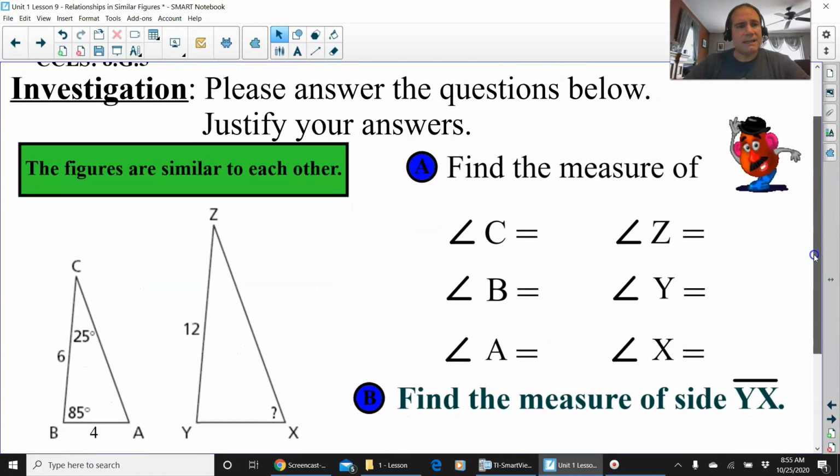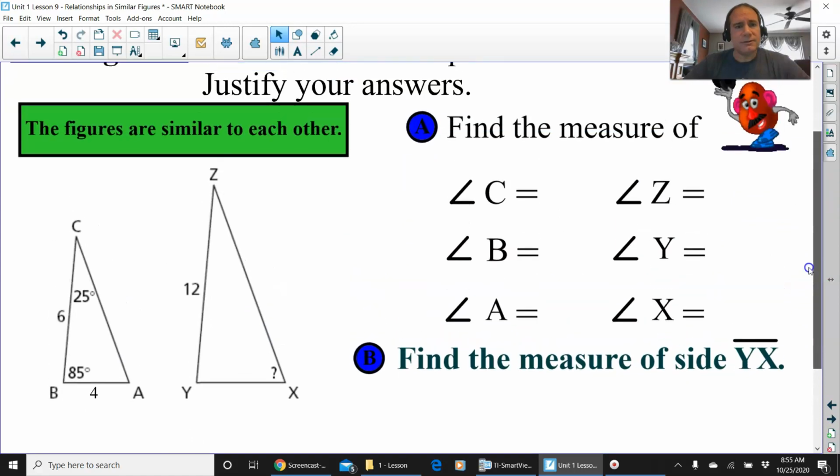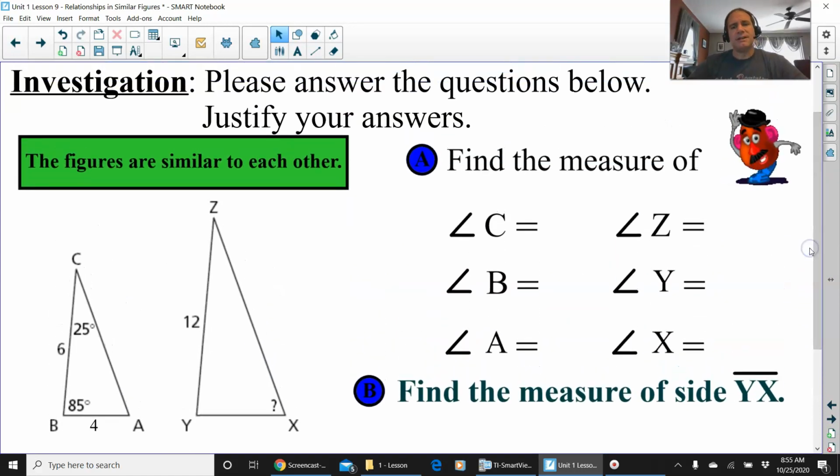Please go ahead. These figures are similar to each other as well. Please answer all of those questions about the similar figures. Do remember, all the angle measures, not very difficult. There might be an angle measure that you have to think about, like adding the two other angles and subtracting from 180. Go ahead, give it a try, press pause, and we'll review the answers now.